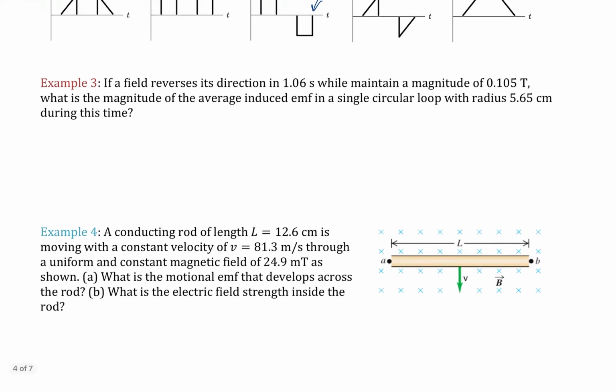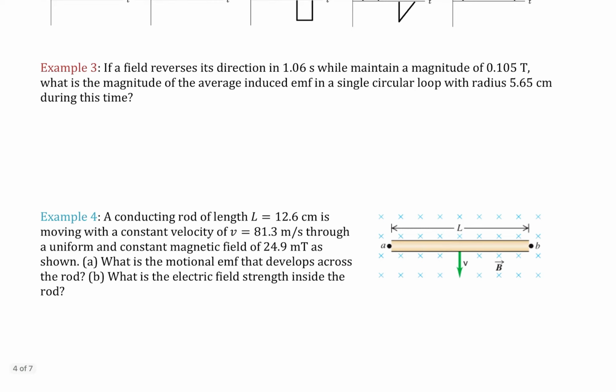All right, let's do another computational problem. So, example 3, last one in our type 1 problem. If a field reverses its direction in 1.06 seconds while maintaining a magnitude of 0.105 Teslas, what is the magnitude of the average induced EMF in a single circular loop with a radius of 5.65 centimeters? Okay, it's a pretty straightforward question.